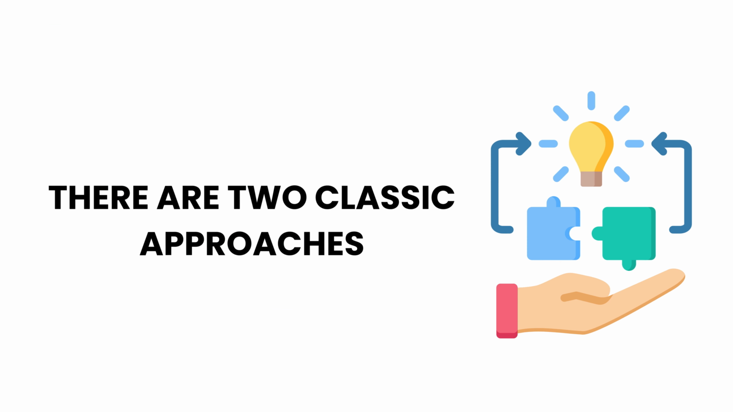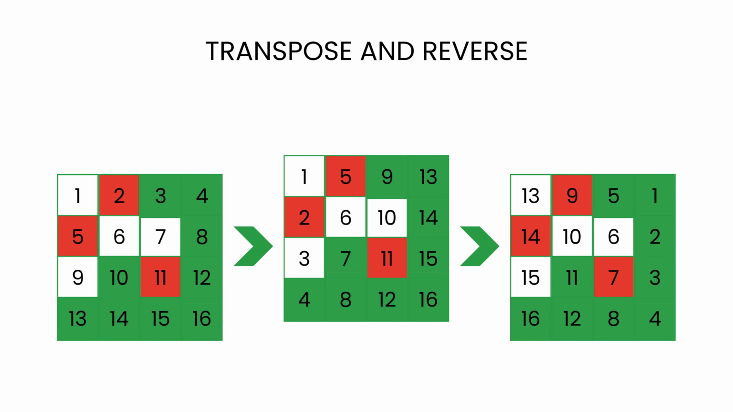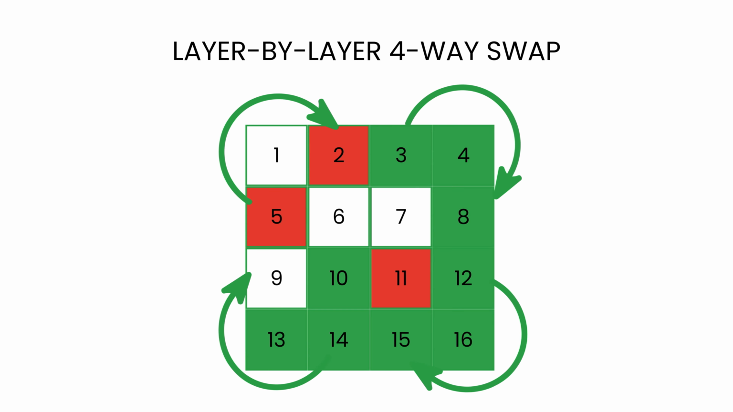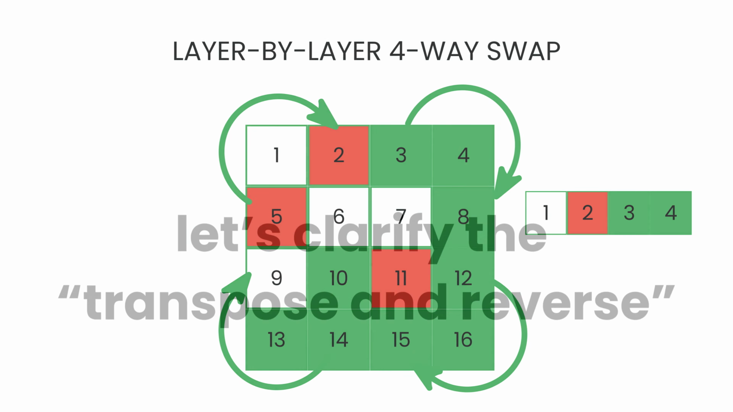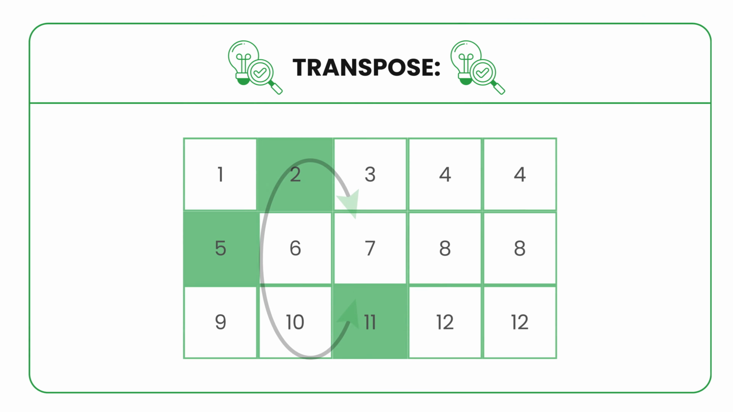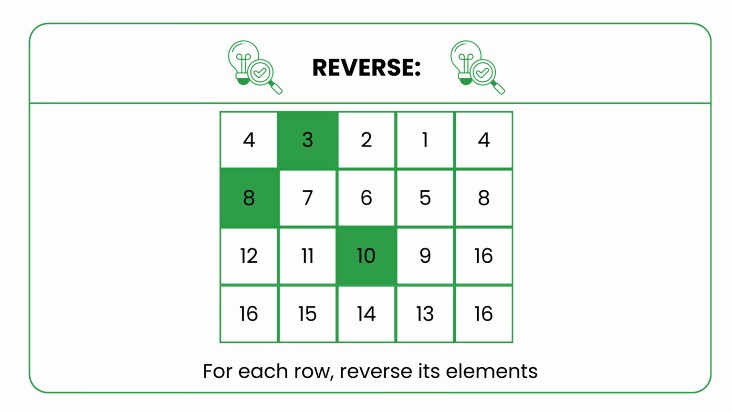There are two classic approaches. Transpose and reverse: transpose the matrix, swapping rows and columns, then reverse each row. Layer by layer four-way swap: for each layer, move elements in groups of 4, rotating their positions. Let's clarify the transpose and reverse method. Transpose: for each cell i, j, with i less than j, swap matrix[i][j] and matrix[j][i]. Reverse: for each row, reverse its elements.